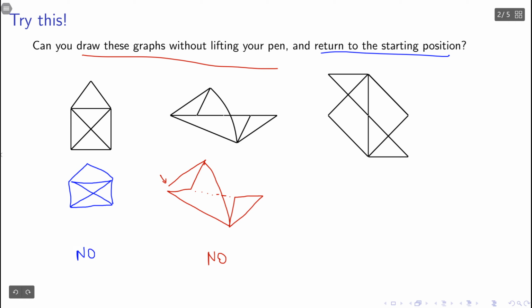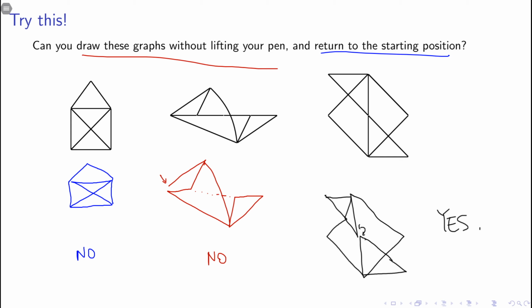But for this graph on the right, you can actually do it. Let's see, maybe you did it this way. This, and then go here. Okay, let me do that again. There. Oh, so it's connected here, but yeah, you got the picture. Here you can actually do it.